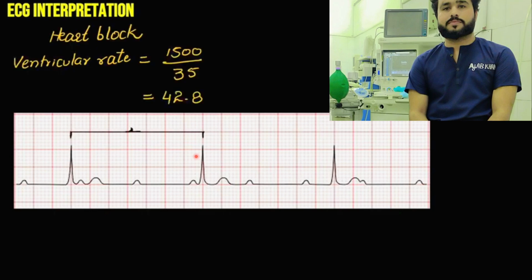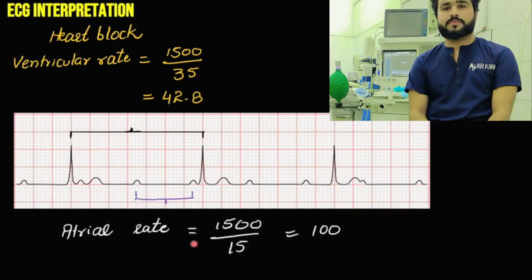In such cases, you calculate the ventricular rate. If we use the number of small squares: 1, 2, 3, 4, 5, 6, 7 large boxes, and each large box contains 5 small boxes. So we multiply 7 by 5, and that is 35. 1500 divided by 35 is equal to 42.8. So the ventricular rate is 42.8 beats per minute, and since it is less than 60, it is bradycardic. Since it's a heart block, in heart block we have bradycardia.